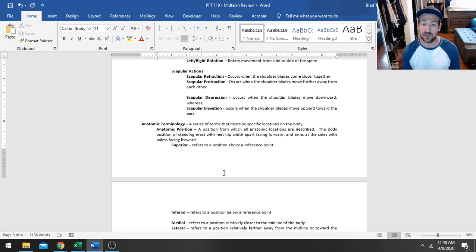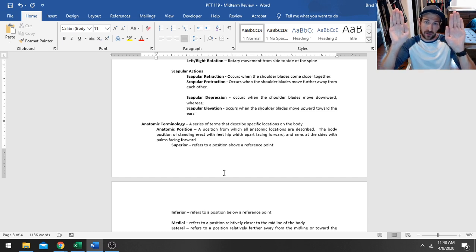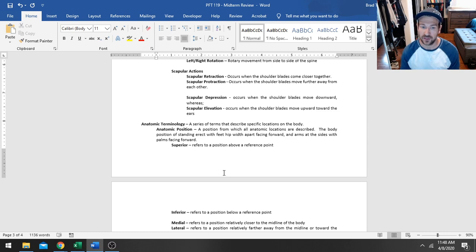You've also got scapular elevation, which is when you're raising your shoulders like this, and scapular depression, which is when you are pushing your scapula down like that. So if your scapula is going up, it's scapular elevation. If your scapula are going down, that is scapular depression.